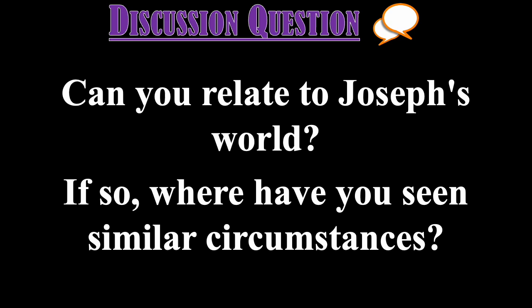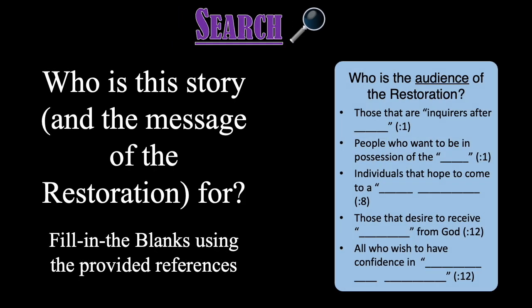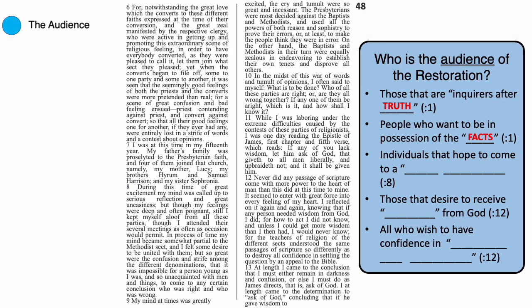Second search activity revolves around the idea of Joseph's audience. Who is this history that he's writing here for? And the entire Doctrine and Covenants and the entire Restoration for that matter. The activity would be to invite them to fill in the provided blanks. And this could be done rather quickly, but I'd also invite them to mark these phrases in a unique color.